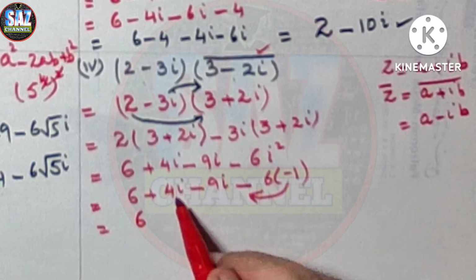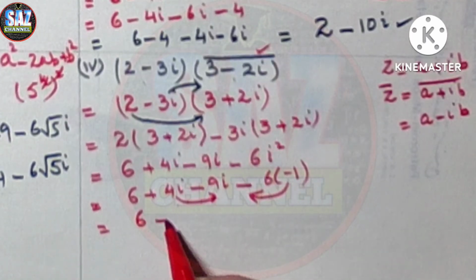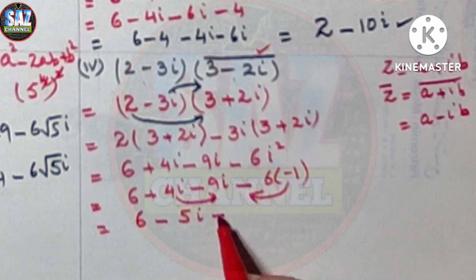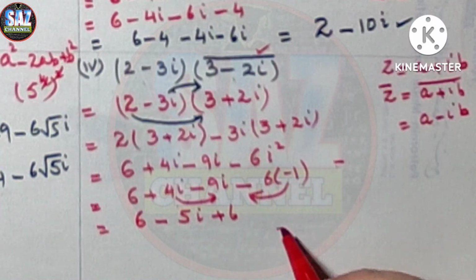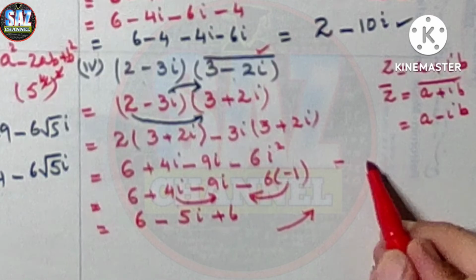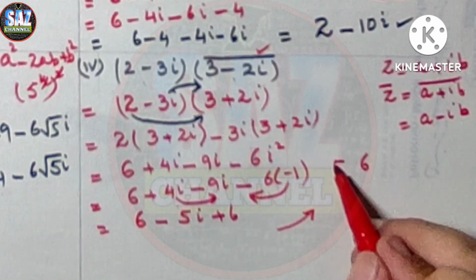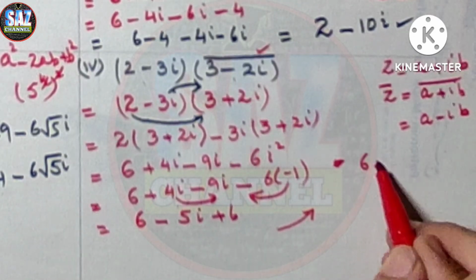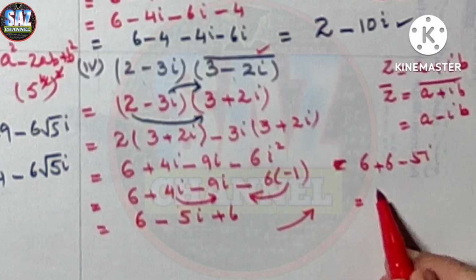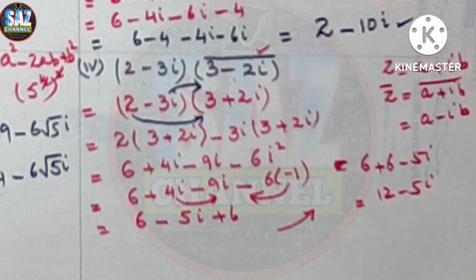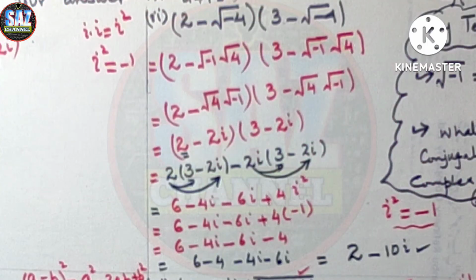Let me solve these two. Minus 5 iota plus 6. As we have to write the answer in standard form, 6 plus 6 minus 5 iota, and this will give me 12 minus 5 iota. I hope you are really clear about this question, and please watch and understand this question and the lessons for your short questions.